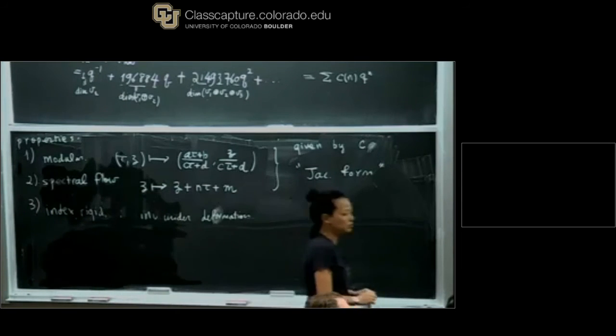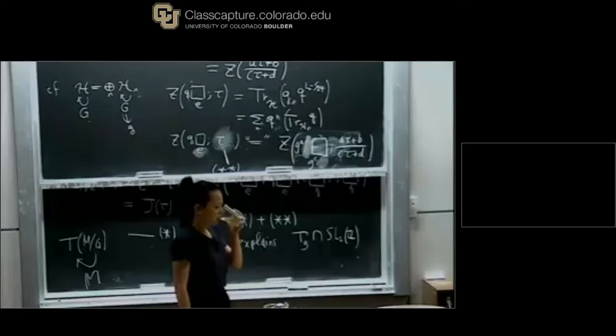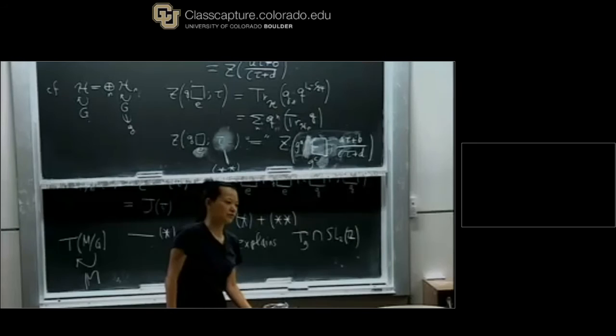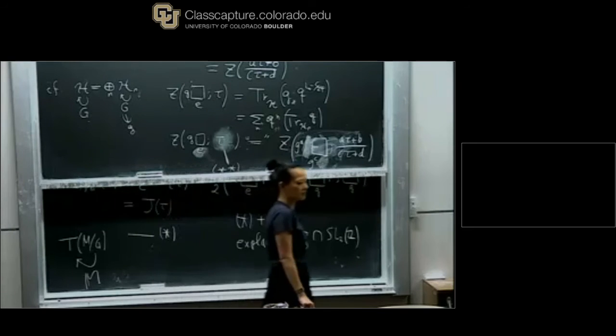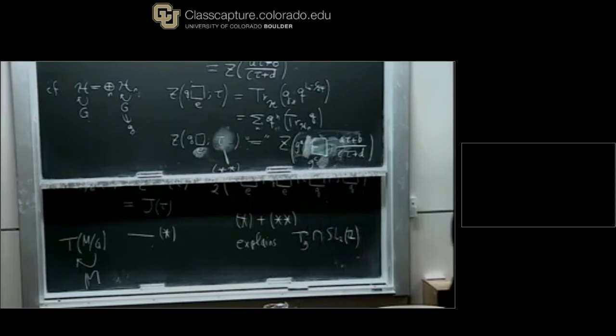Yeah, for n equals 2, you have to put it as an actual condition that it has spectral flow symmetry. But you still have spectral flow symmetry of the algebra. Yes, but the spectrum. Yeah, you still have to require that the theory cooperates with it. True.